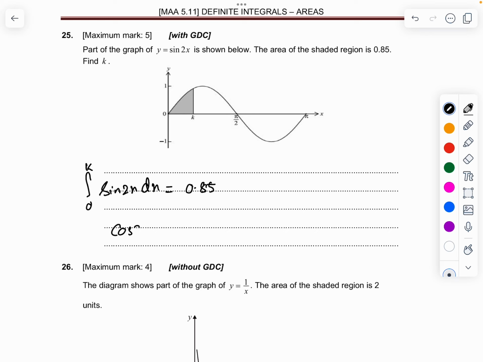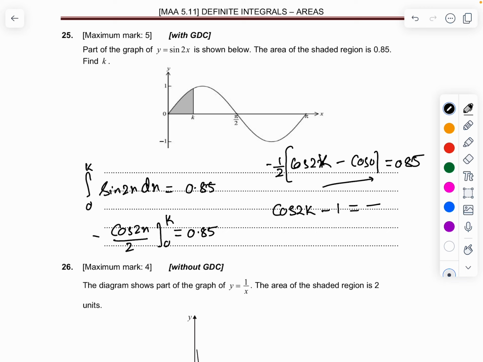So, minus cos 2x divided by 2, 0 to k equals to 0.85. So, minus 1 upon 2 cos 2k minus cos 0 equals to 0.85. So, cos 2k minus cos 0, which is 1, equals to negative 2 times 0.85, which is 1.7. So, cos 2k equals to negative 0.7. Use the calculator, you should be getting k value as 1.17.